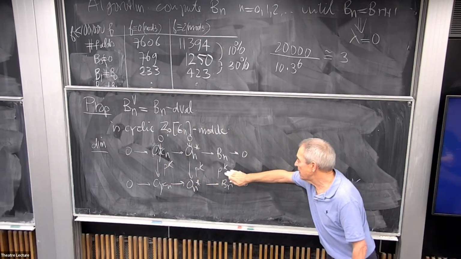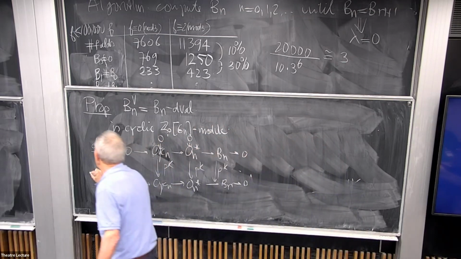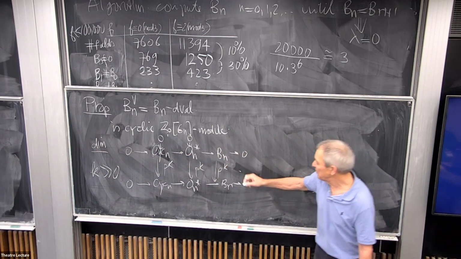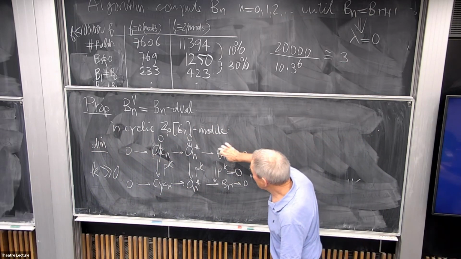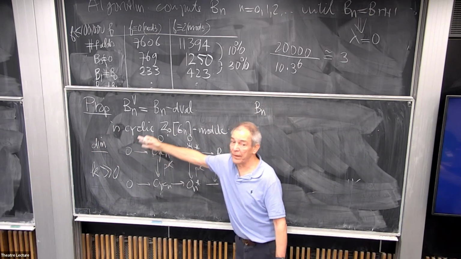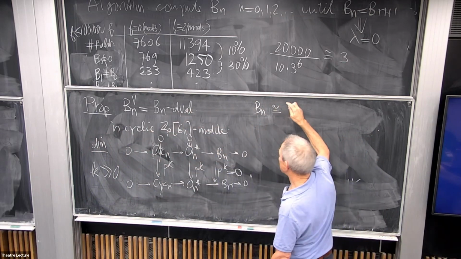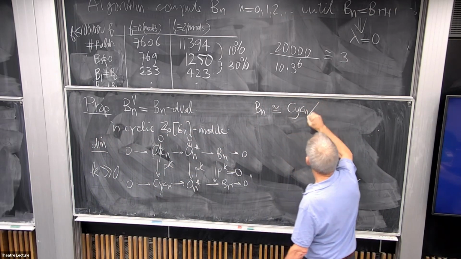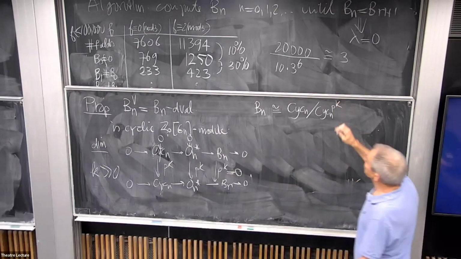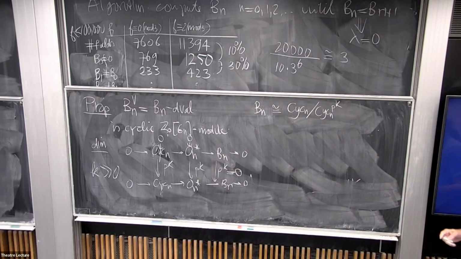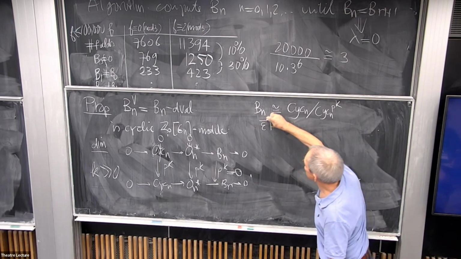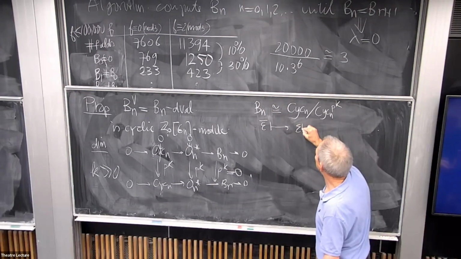And if k is large enough, then this will be 0, because Bn is a finite group. So this is 0. And then I see that Bn is isomorphic to the cokernel of this map. This is Galois compatible. So as a Galois module, Bn is isomorphic to the units modulo the cyclotomic units, to the p to the k. And if you don't like snakes, then you can also just write down the map, the isomorphism: units modulo cyclotomic units to the p to the k power.